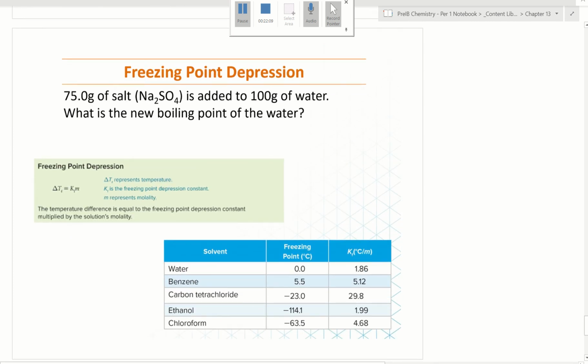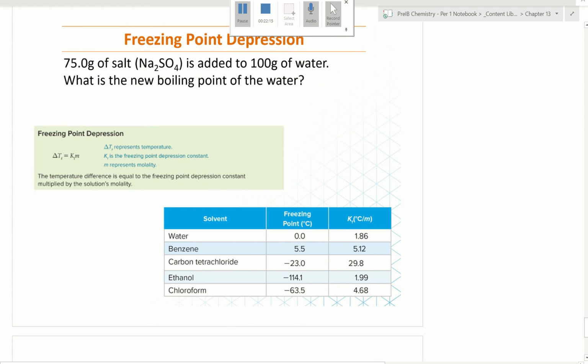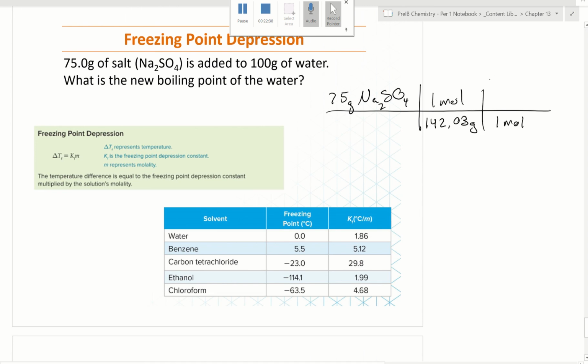We can do the same thing. This time the salt is sodium sulfate, Na2SO4, and we're going to say 75 grams of sodium sulfate. 142.03 grams is 1 mole. And for every 1 mole, I have 3 ions, because there are 2 sodium ions and the sulfate makes a third. So that's 3 total ions.